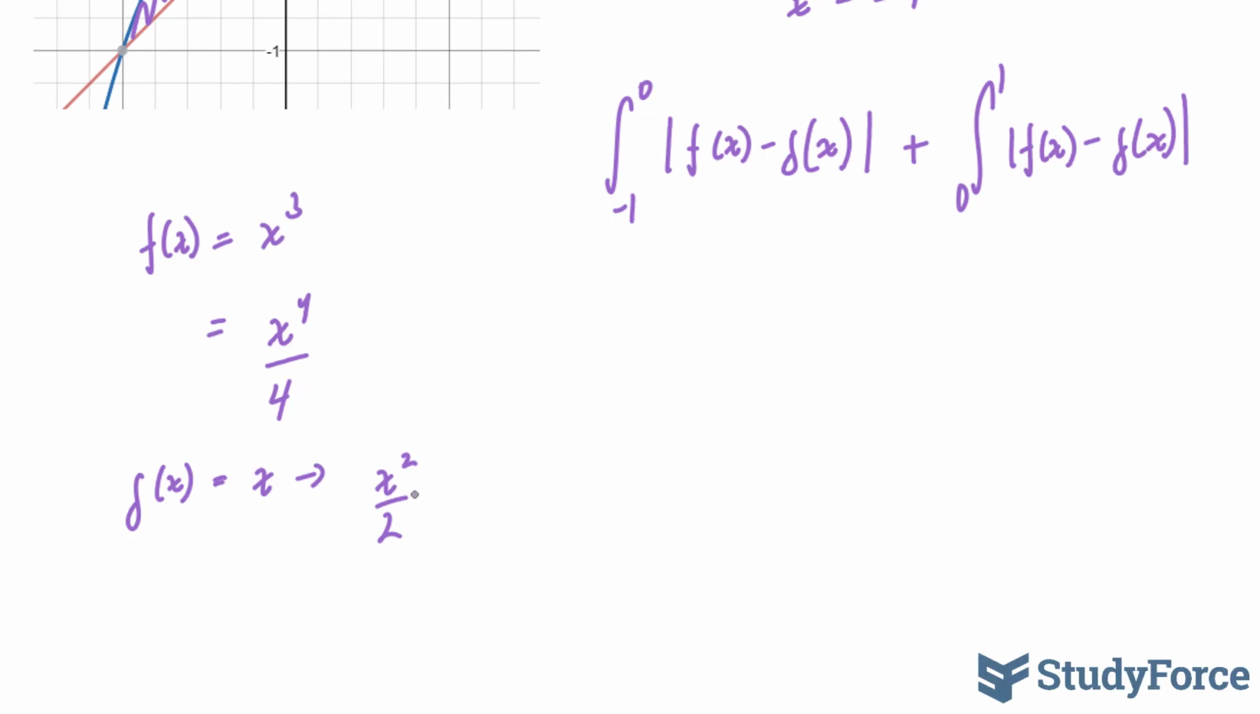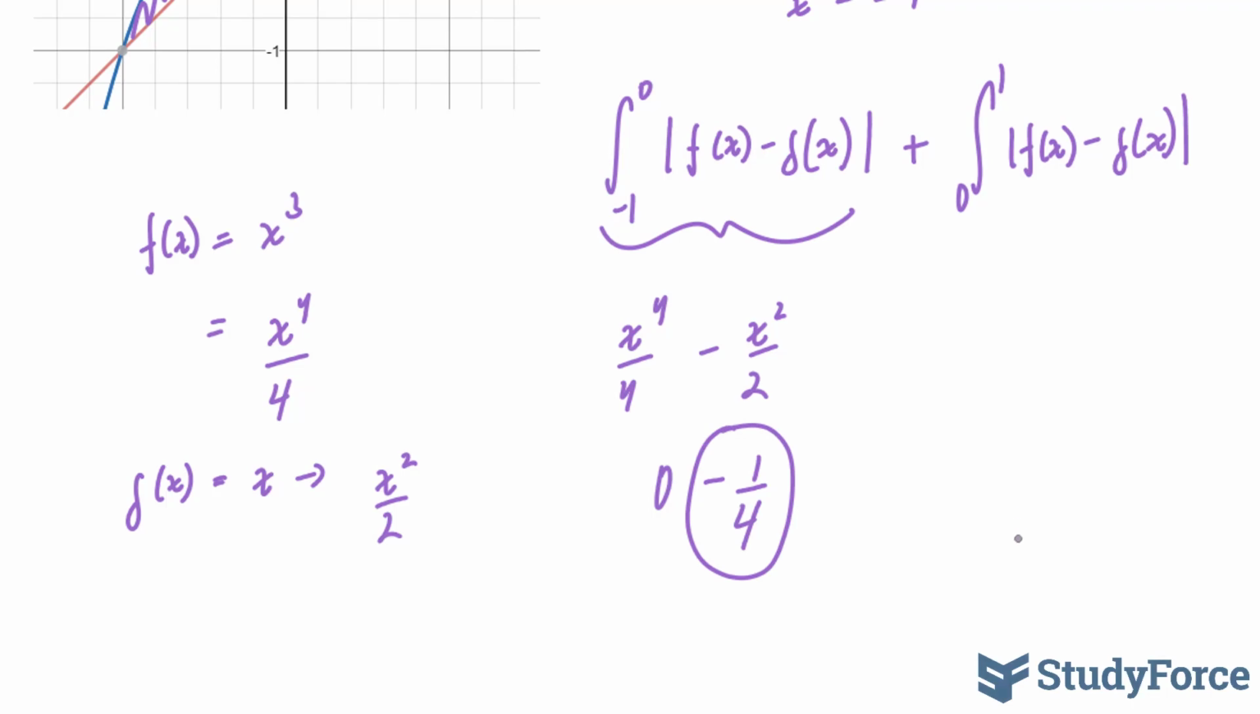That said, we can now evaluate them at these limits. X to the power of 4 over 4 minus x to the power of 2 over 2. And if we evaluate this at 0, we end up with 0. And if we evaluate this at negative 1, we end up with negative 1 to the power of 4 is positive 1, so we have a quarter. And here we have a half, so a quarter minus a half gives us a negative quarter. So this number right here represents the answer for that. But also keep in mind that we are taking the absolute, so it would be a positive quarter.